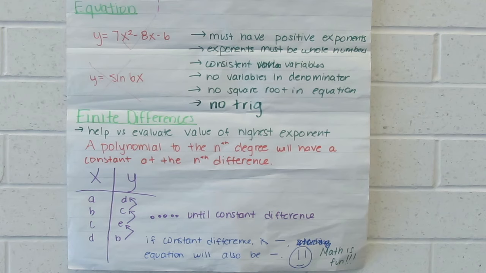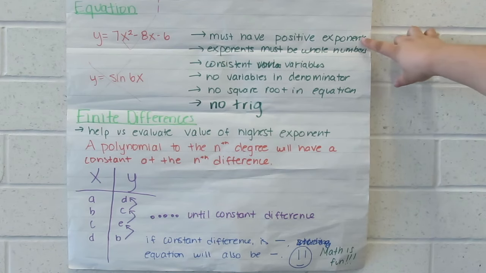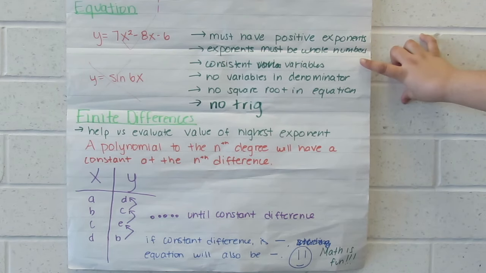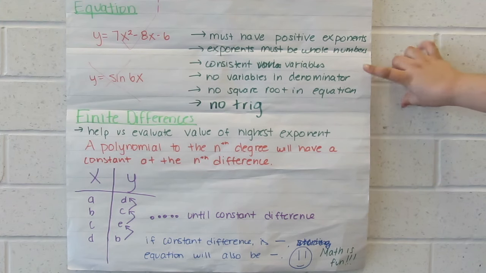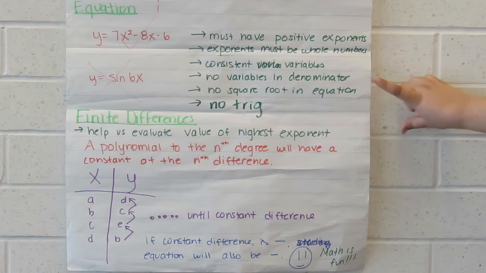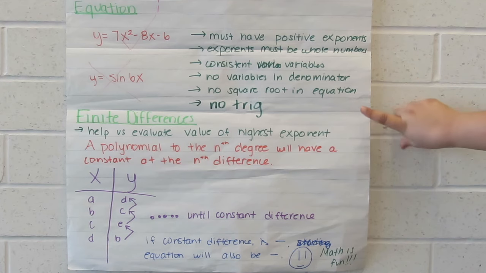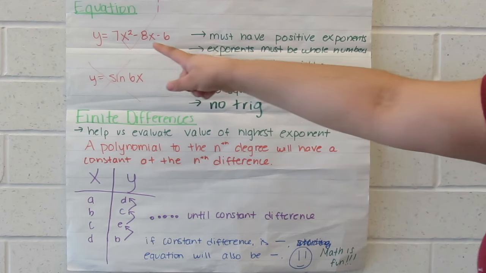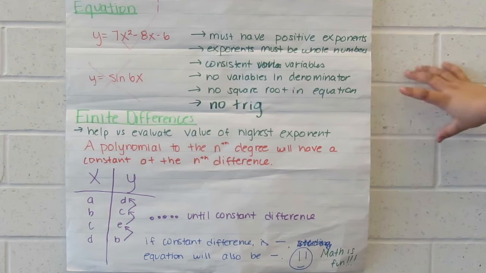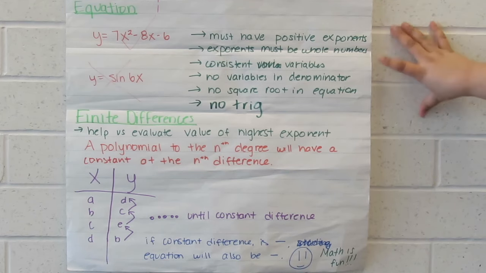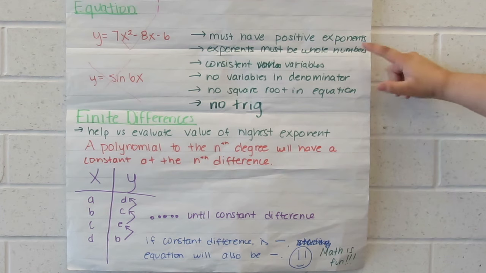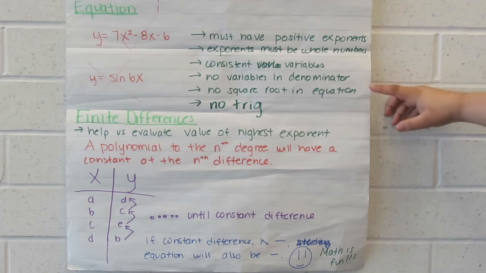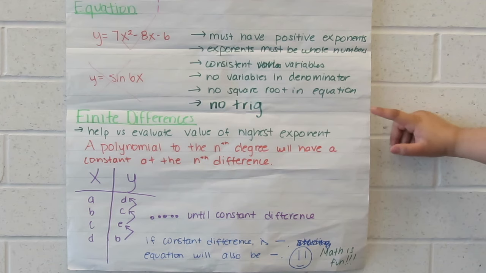On an equation, doing a vertical line test is a little harder to do. So there's a set of characteristics that can help distinguish whether it's a polynomial function or not. For one, all exponents must be positive, and all exponents must be whole numbers with a consistent variable. No variables should be in the denominator, there should be no square roots in the equation, and there should be no trig. So this equation over here, it follows all the criteria. It has positive exponents, it has whole numbers, consistent variables, no variables in the denominator, no square root in the equation, and no trig. So it is a polynomial function.